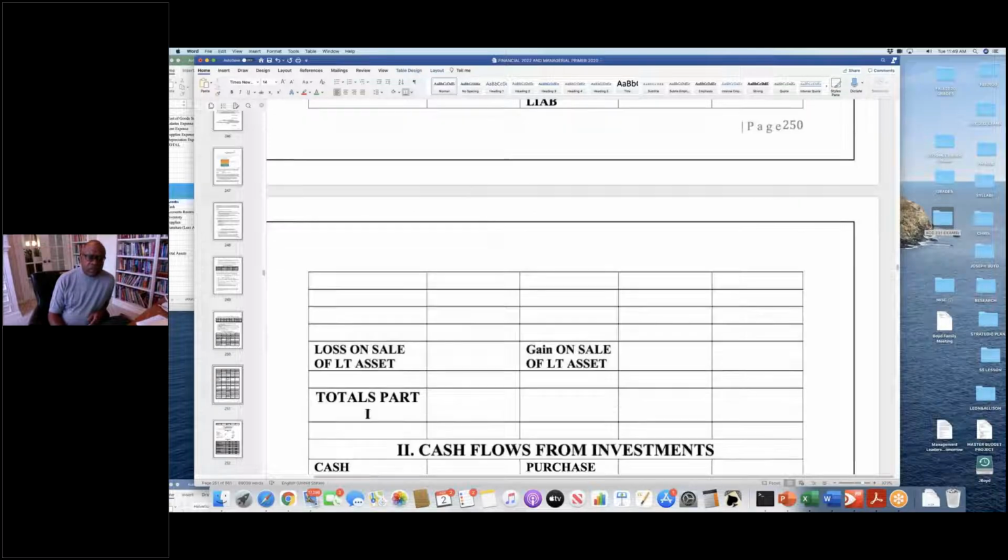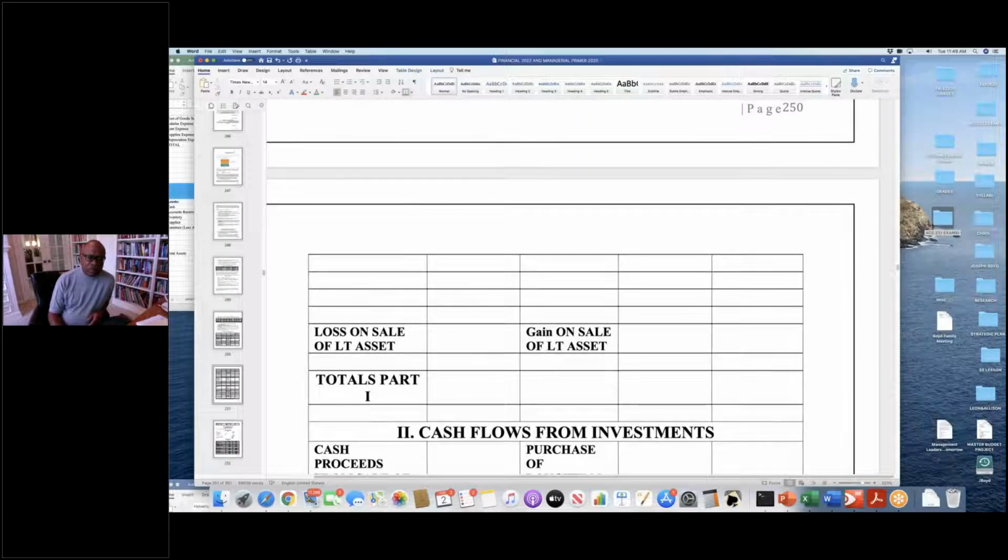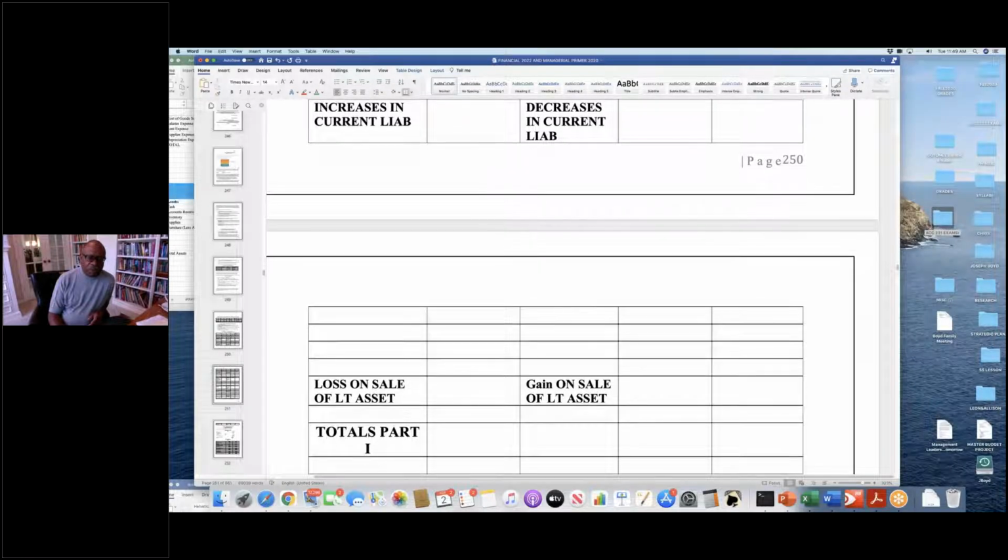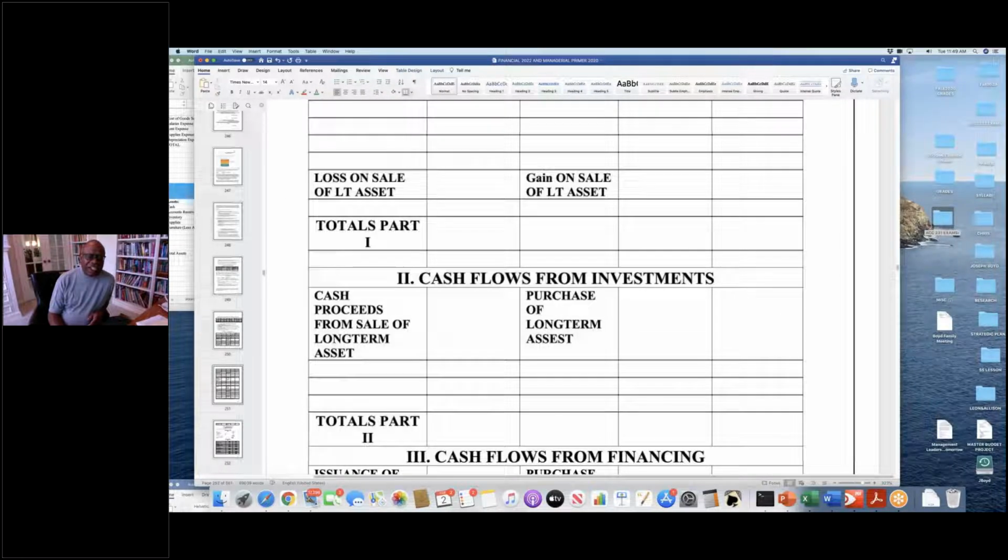Hey, so what do you mean by an increase in an asset? Give me an example of that, because I don't really understand what you mean. Thank you, Ms. Kayla.